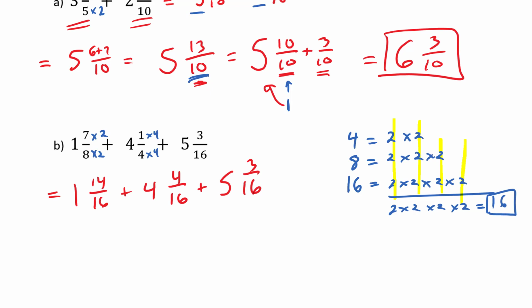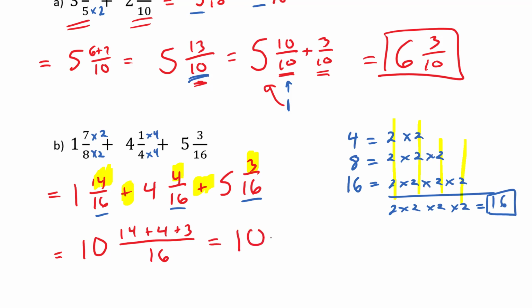Now we have them all as equivalent fractions. The denominator is the same in all the fractions. So next step here, let's add up the whole numbers. 1 plus 4 is 5, plus 5 is 10. Then we add up the numerators. Let's just do this extra step here. There's no need to actually do this step. I'm just trying to show you what we're doing. So we add up those numerators. When we combine those together, 10 is our whole number, 16 is our denominator, 14 plus 4 is 18, 18 plus 3 is 21. We get 21 over 16.